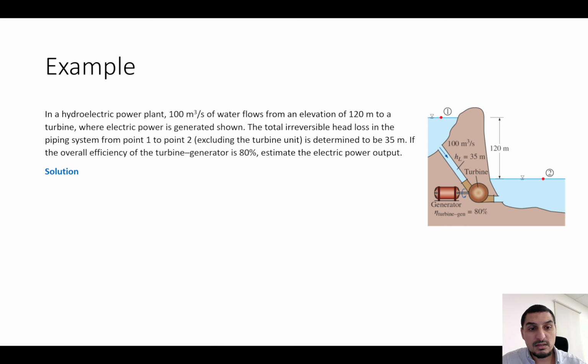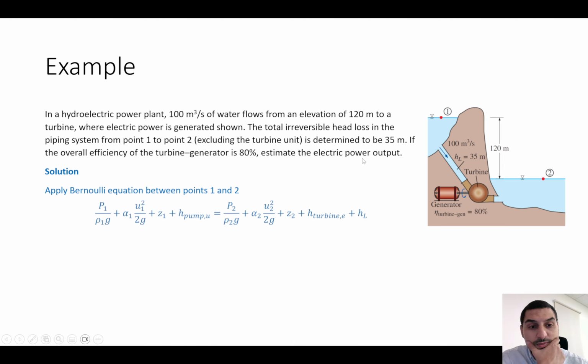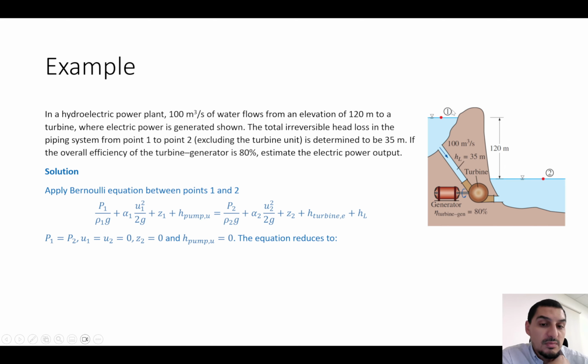We can now apply the modified Bernoulli equation between these two points. Based on what we said, the two pressures will cancel out, the velocities will be 0, Z2 is 0, we take it as the reference, and Z1 is 120 meters. We don't have any pump, so H pump is going to be 0 as well.